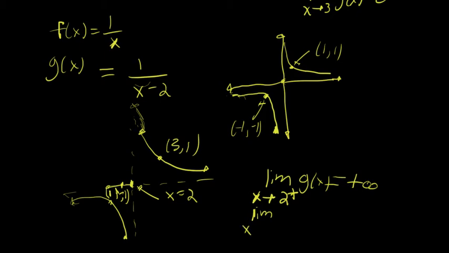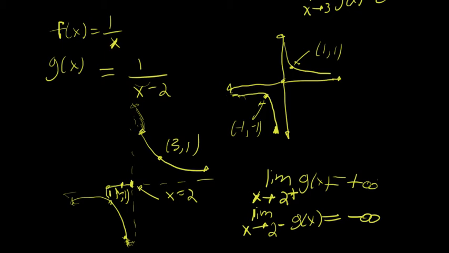Coming in from the left, as we get closer and closer to x equals 2, g of x, 1 over x minus 2, is going to move toward larger and larger negative numbers. Okay, so it's going to become more and more negative. And so we're going to say the limit as x tends to 2 from the left of g of x is negative infinity. And some teachers may take issue with that because infinity is not really a number.